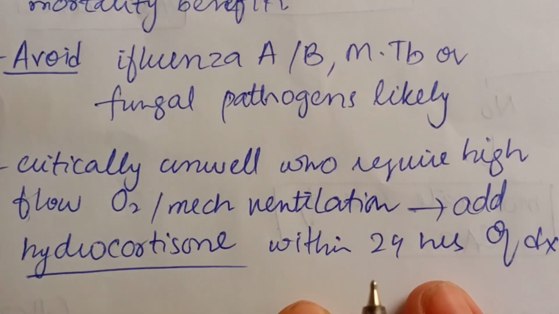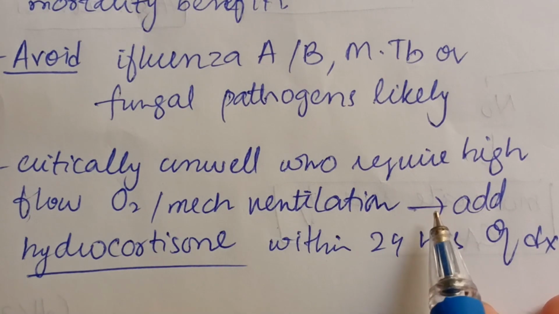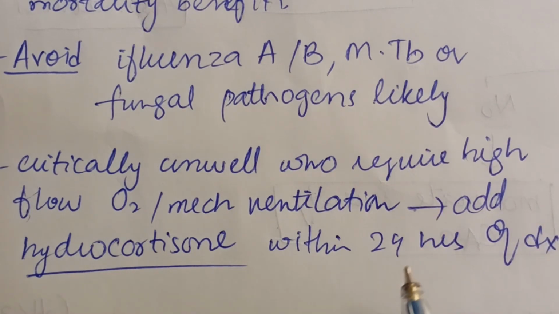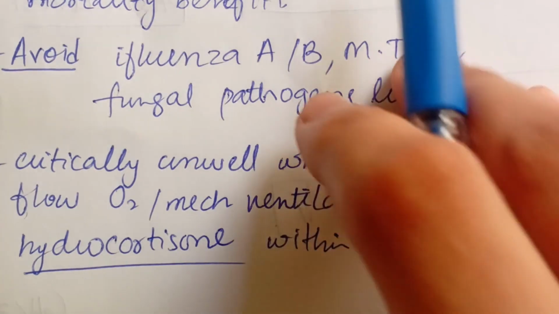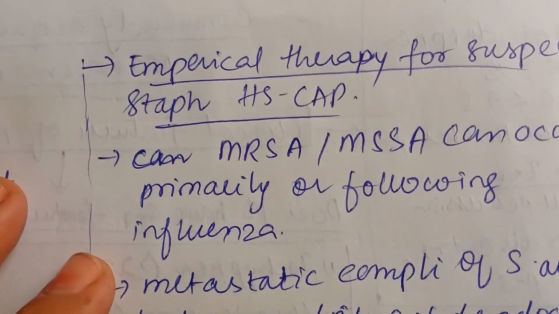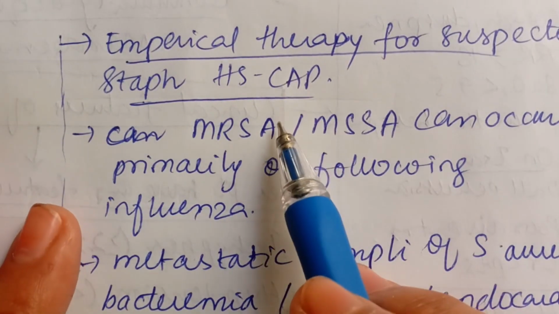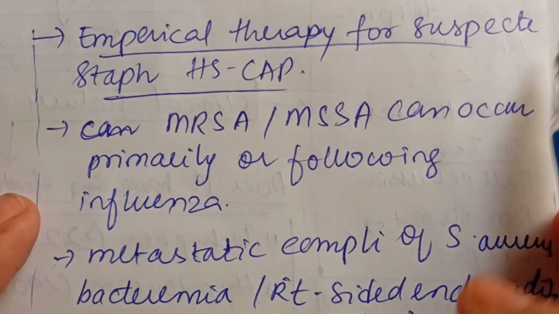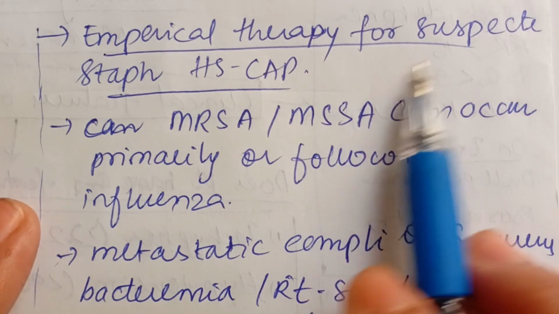If the patient is critically unwell and requires high flow oxygen or mechanical ventilation, we are going to add hydrocortisone within 24 hours of diagnosis. Now we have a treatment for a highly rare organism, but it can cause a very severe pneumonia, as I talked about in the first video when I was telling about the pathogens of pneumonia.